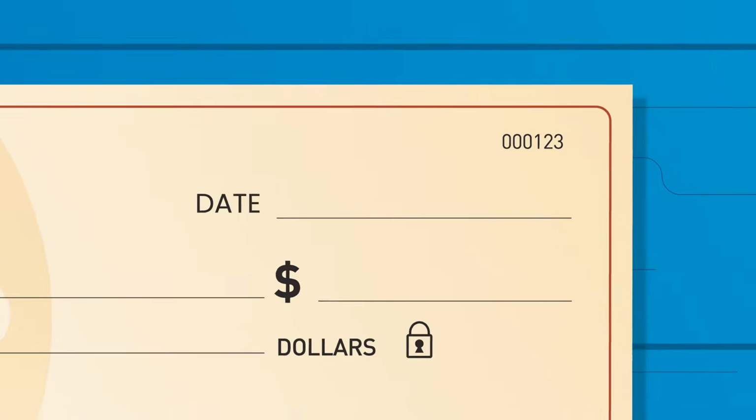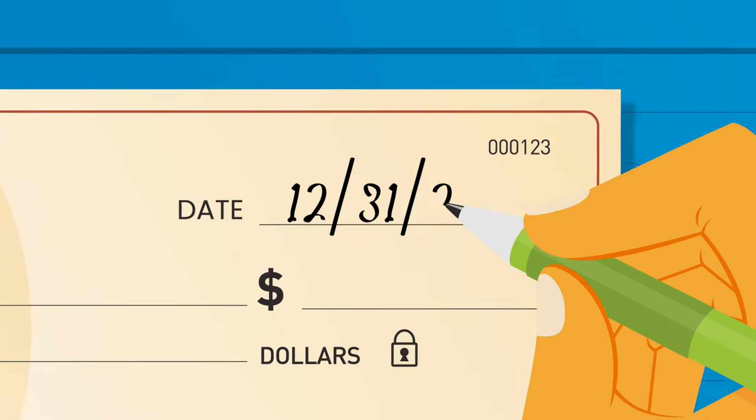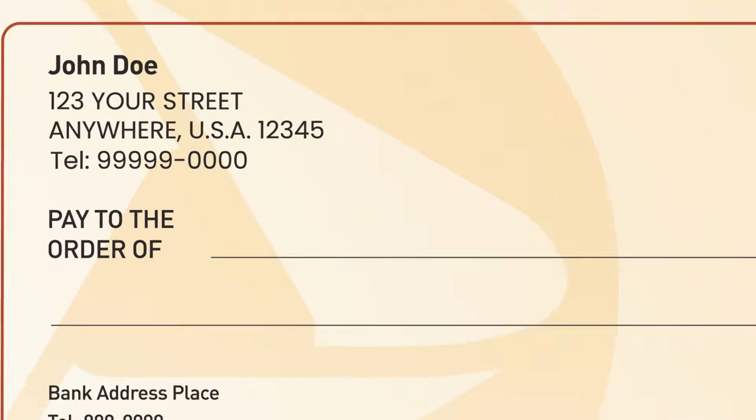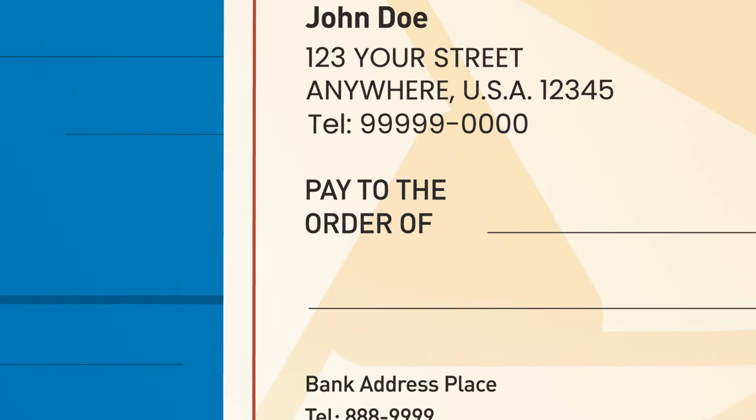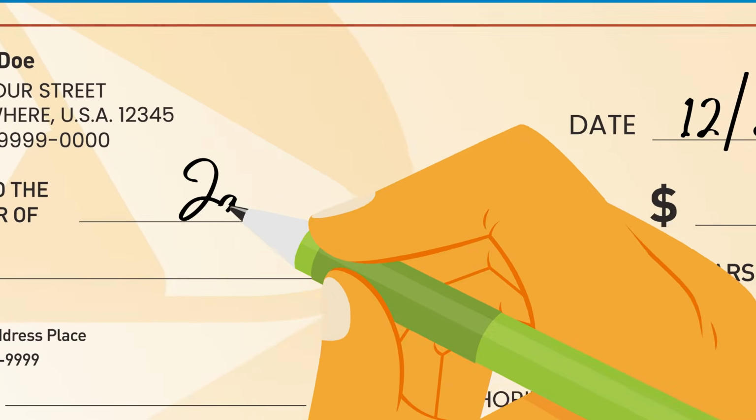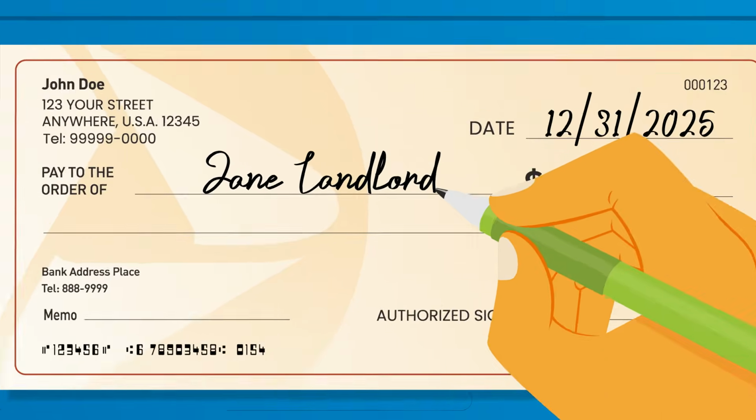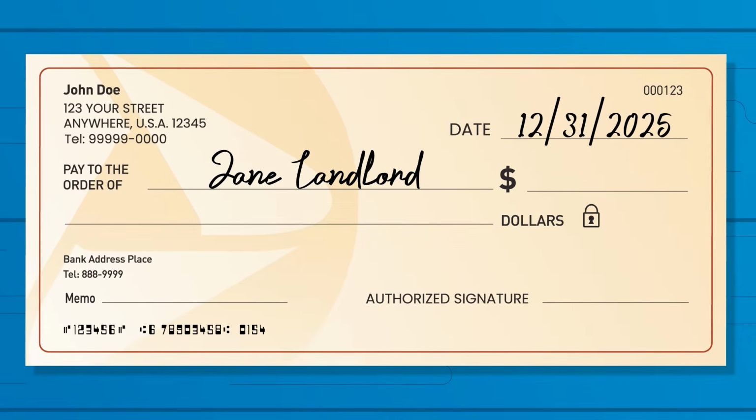Step 1. Fill out today's date in the top right corner. Step 2. Where it says "pay to the order of," write the name of the person or organization that is authorized to cash the check. Make sure the name is accurate to avoid problems.